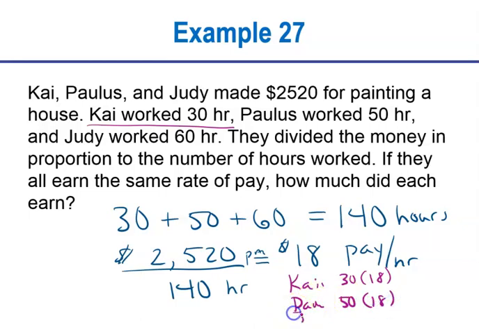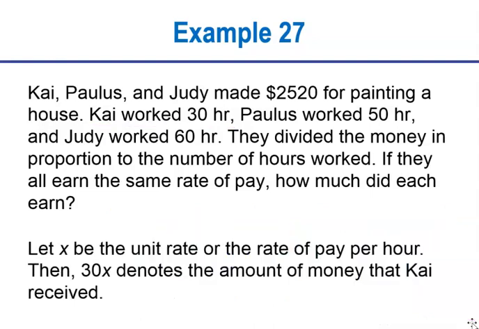And then Judy's the one that worked the most. She worked 60 hours, and we would multiply 60 by $18. And we could check ourselves how? Well, after we got each of these values that they're going to get paid, what should that total up? Well, 2,520. And as you know, I've got this typed up for you, so let's take a look.